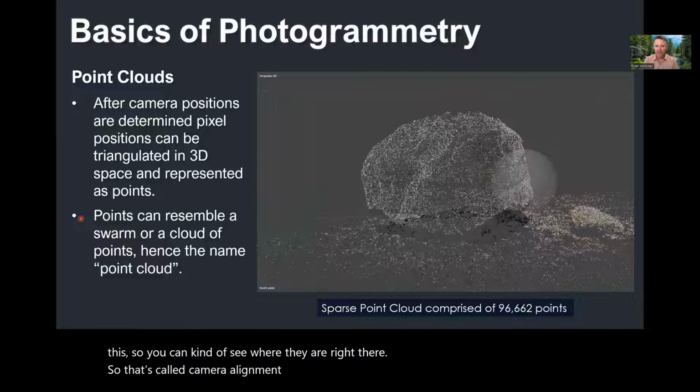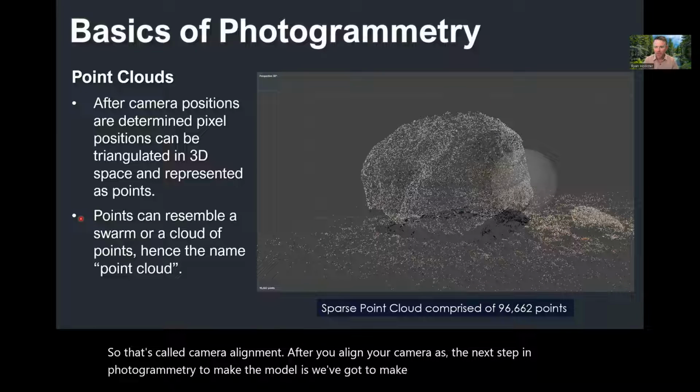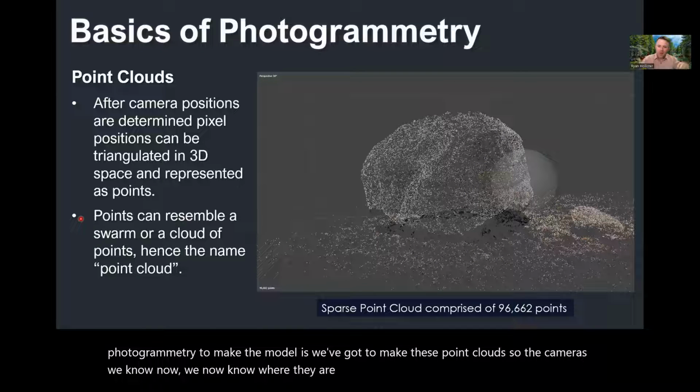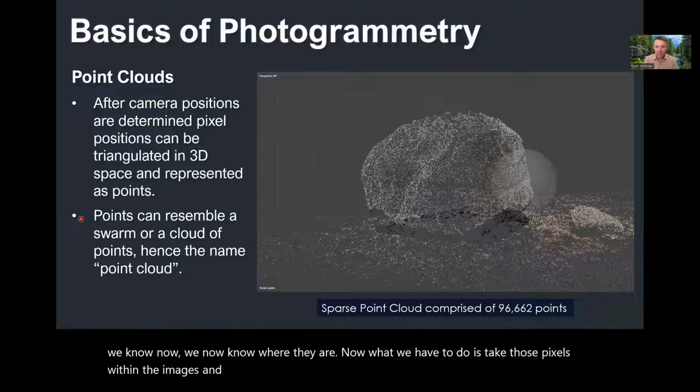After you align your cameras, the next step in photogrammetry to make the model is we've got to make these point clouds. The cameras, we now know where they are. Now what we have to do is take those pixels within the images and, based on the parallax and triangulation, put them in a three-dimensional coordinate system.